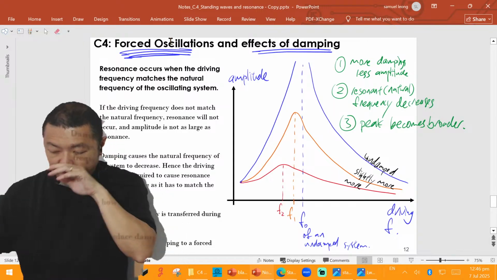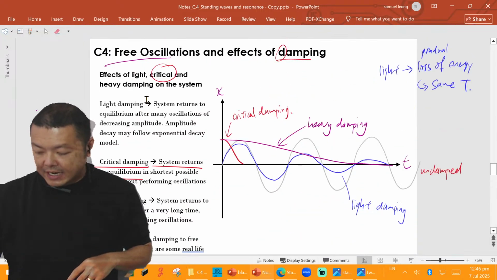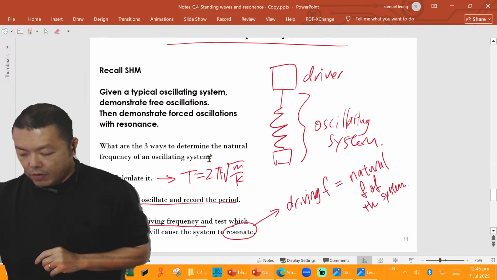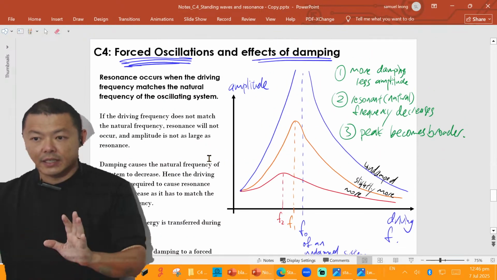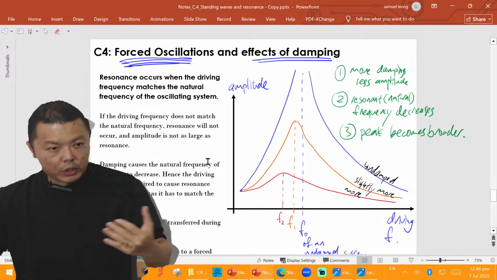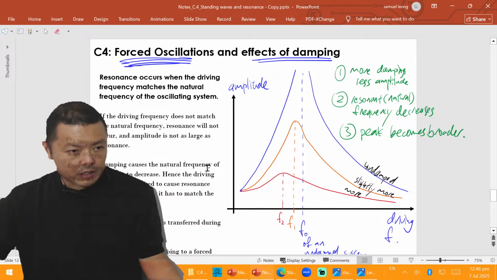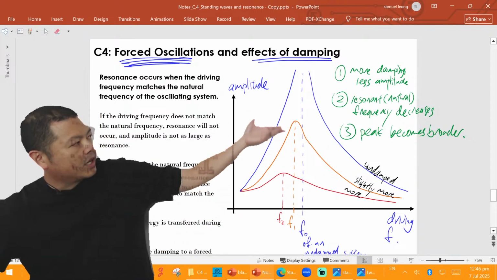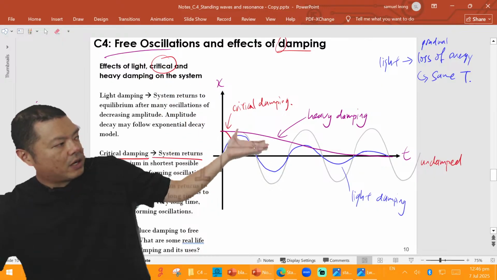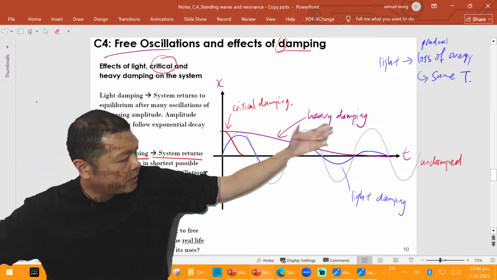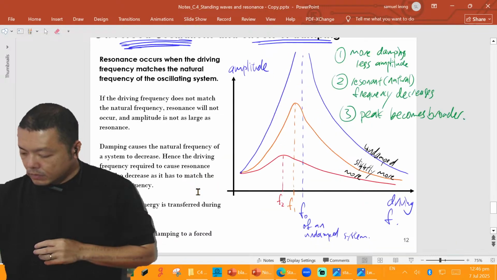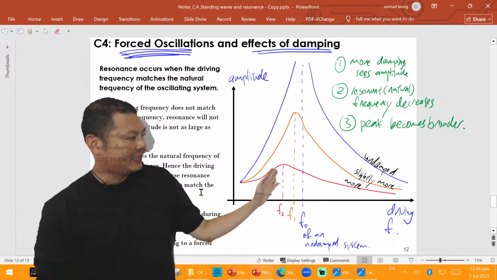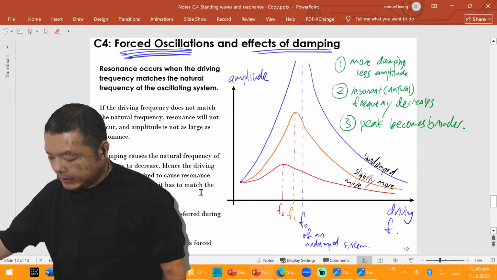And then for free oscillations, there are those names, like critical, heavy, undamped and light damping, right? All that. For forced oscillations, we don't have those. And I hope you understand that these two graphs are actually not related to one another because they're two different systems. This one has a continuous source of energy input into the system. The other graph has a one-time energy input and therefore it dies off after a while.